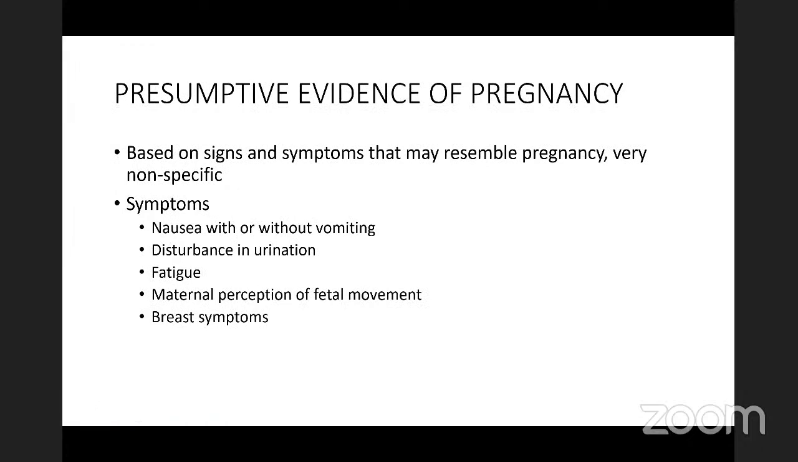Let me end this topic by dividing it. If we divide it initially by trimester, now we divide it into presumptive, possible, and positive signs of pregnancy. Okay. So presumptive, what does presumptive mean? They may resemble pregnancy but are non-specific, meaning there are a lot of other conditions that could cause the following. A lot of conditions may cause nausea with or without vomiting. A lot of conditions would cause disturbances in urination, could cause fatigue, could cause maternal perception of fetal movement, could cause breast symptoms. So these symptoms, presumptive.